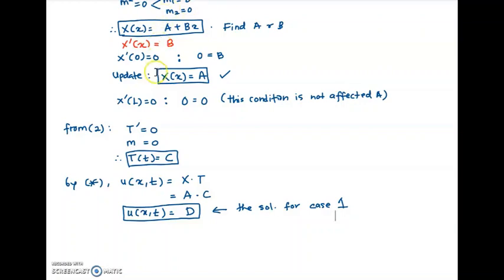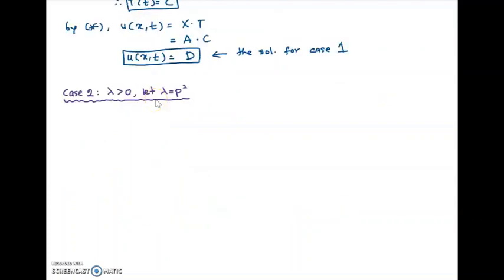We need to proceed with case number 2 where lambda is positive. For case number 2, we are going to assume lambda equals p squared, to guarantee that lambda is always positive. So again, we start from equation 1. When lambda equals p squared, we have x double prime minus p squared x equal to 0. Again, this is a homogeneous equation.